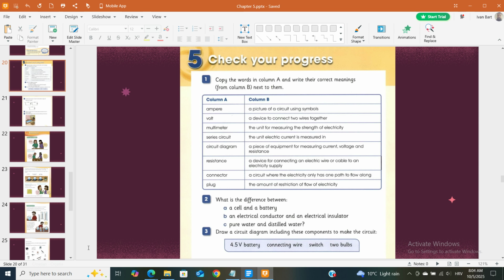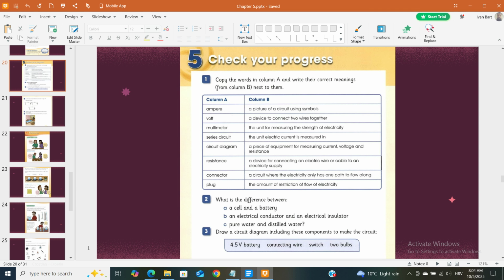Column B. A picture of a circuit using symbols. A device to connect two wires together. The unit for measuring the strength of electricity. The unit electric current is measured in. A piece of equipment for measuring current, voltage and resistance. A device for connecting an electric wire or cable to an electricity supply. A circuit where the electricity only has one path to flow along. The amount of restriction of flow of electricity.